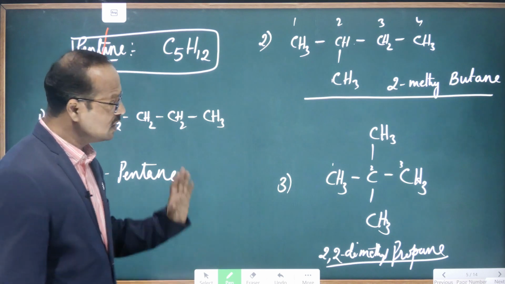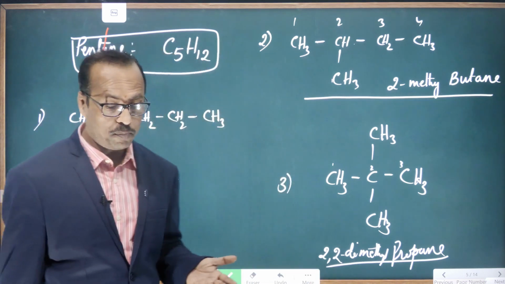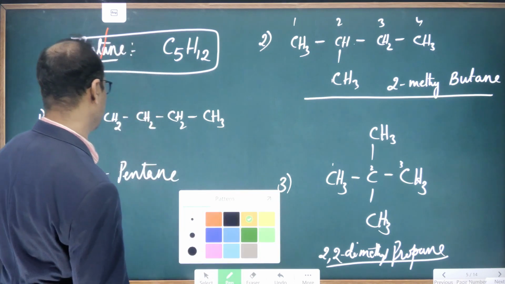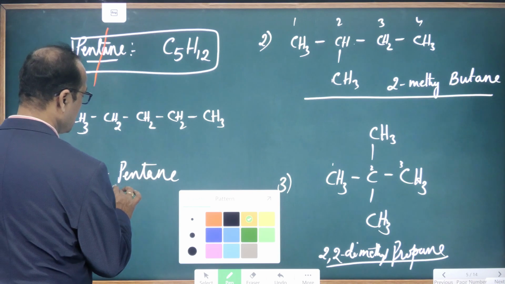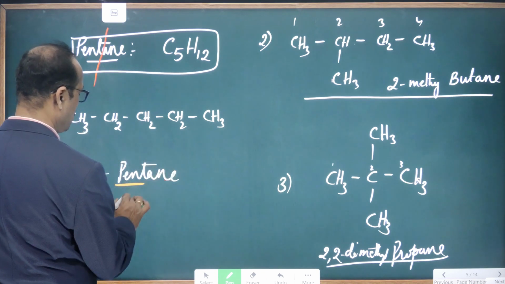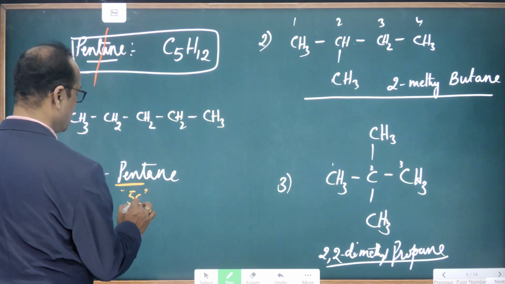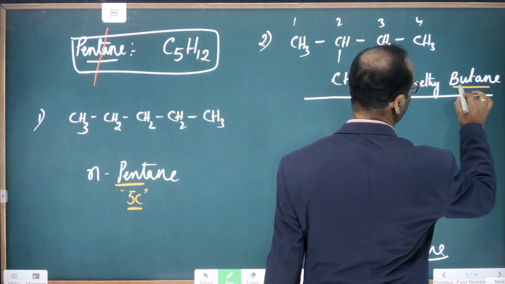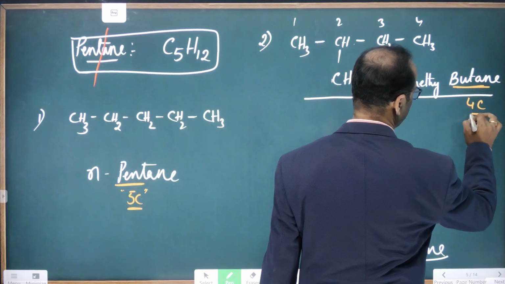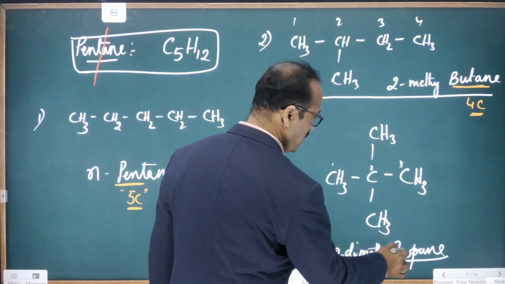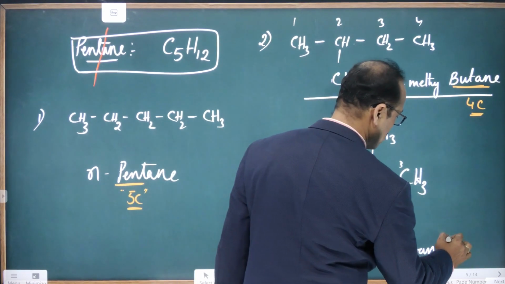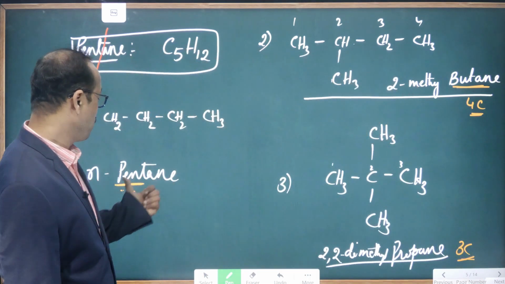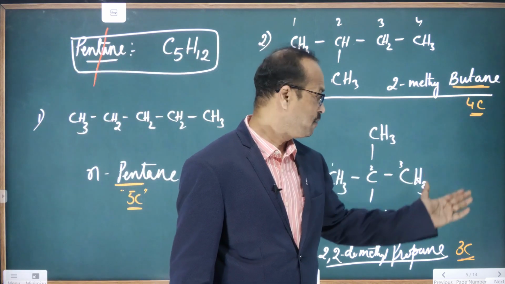Right? Now they differ in structure, that we know. But one more important structure difference what you find? The most important one is that here the root word is pent. Pent means what? 5 carbons. The longest chain consists of 5 carbons. Here the longest chain is but. But means what? 4 carbons. Here chain consists of 4 carbons. Here propane. Prop means what? 3 carbons. So the chain consists of how many carbons? 3 carbons. So you have 5 carbons, you have 4 carbons, you have 3 carbons.